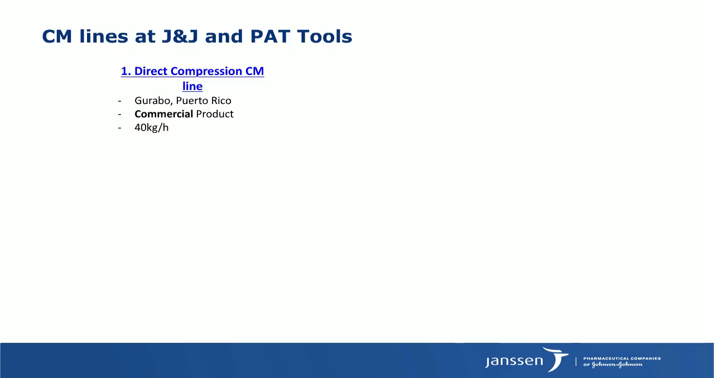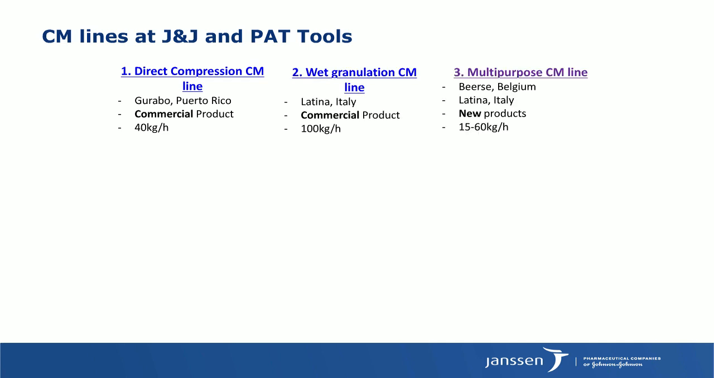So if we look at the situation that we have within Johnson & Johnson, then we have actually three different types of continuous manufacturing lines. First of all, we have a direct compression line, which is located in our facilities in Gurabo, Puerto Rico.